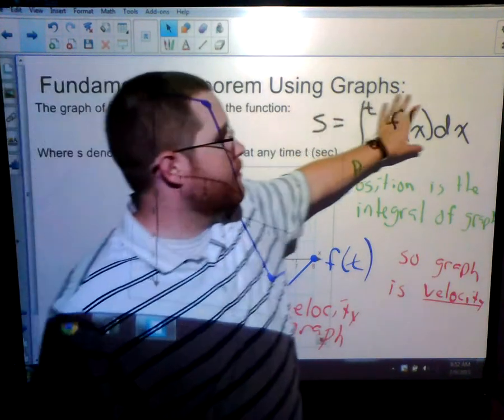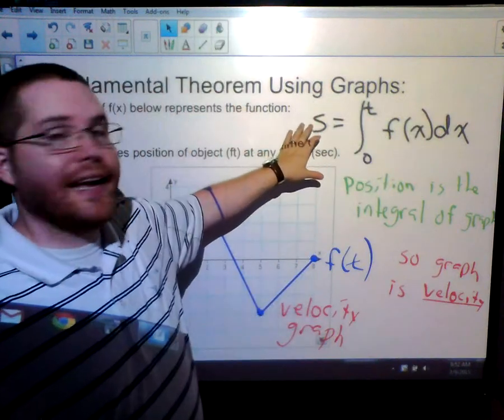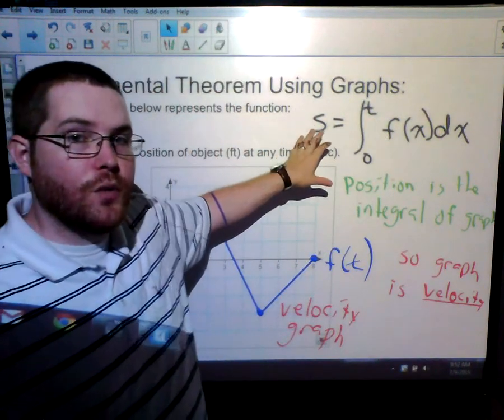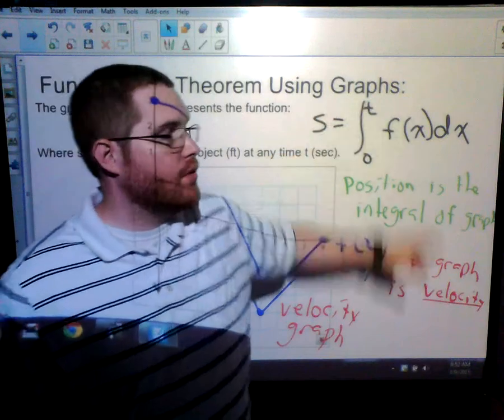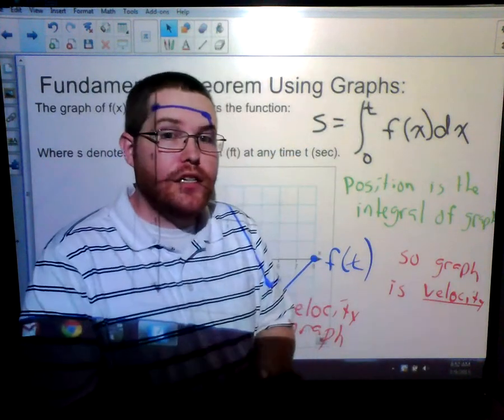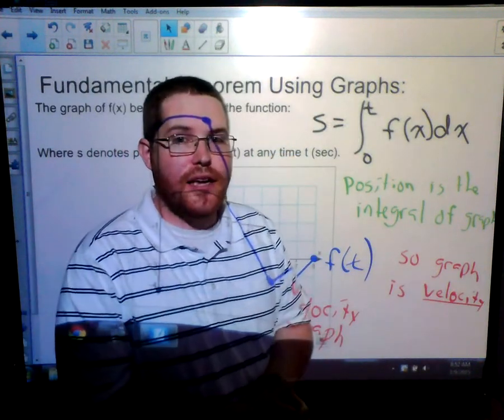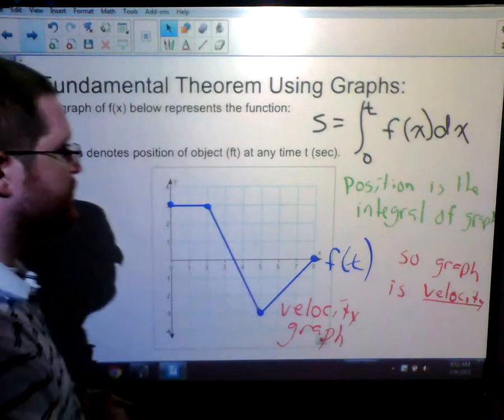That's the fundamental theorem of calculus. If I integrate, I get position. What function, when you integrate, gives you position? Velocity. So everything we do is based on the fact that this is a velocity graph.